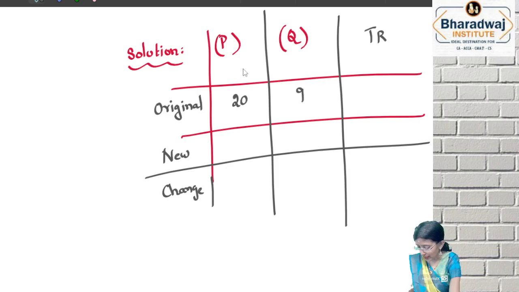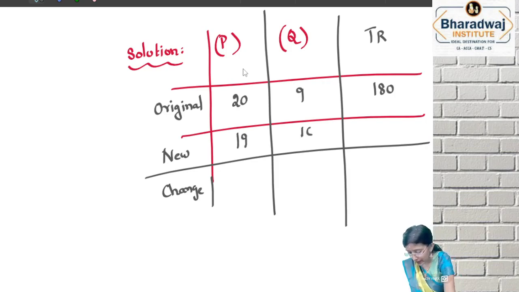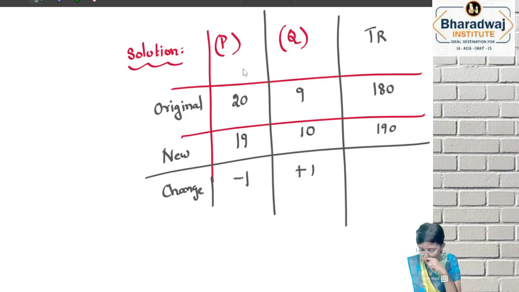Okay, what is the TR? 20 into 9. I got the answer 180. Very easily. See, there is a technique also for solution. Even mentally you can calculate, that's different. Now, as per the data, what is the new price? Price falls. Therefore, quantity demanded increases. Now, what is the TR? 19 into 10. Okay, 190. Right? Okay. Now, what is the change here? It is here minus 1, and here it is plus 1. And here addition of plus 10.